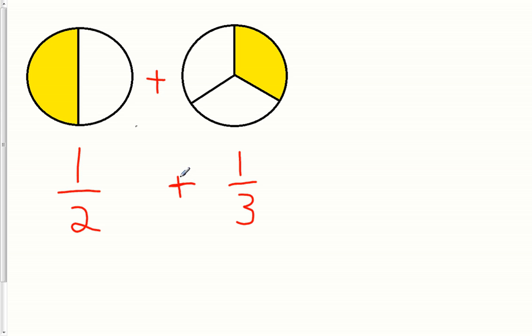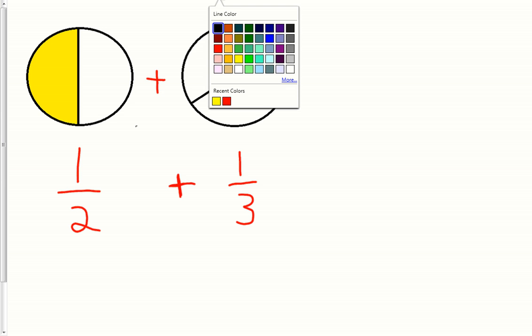Now the problem we have here with trying to add the 1/2 to the 1/3 is that if you look at the two pies up here, they're actually divided into unequal parts. Now, what I want to do is make sure that if I am going to add the pies, they're divided up into equal parts.